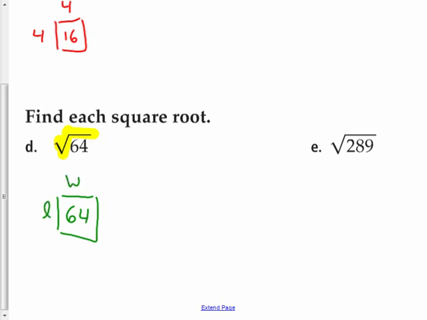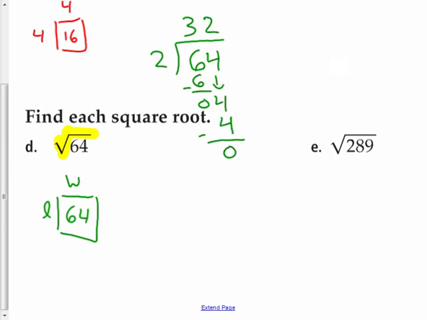Now the common mistake here that we're going to dispel right away is to simply divide it by 2, find half of the number. But take a look at what happens if it were that easy. 2 goes into 6 3 times. Bring down the 4. 2 goes into 4 2 times. 2 times 2 is 4. I subtract, I get 0. So half of 64 is 32. So the common misunderstanding is that the square root of 64 is 32.